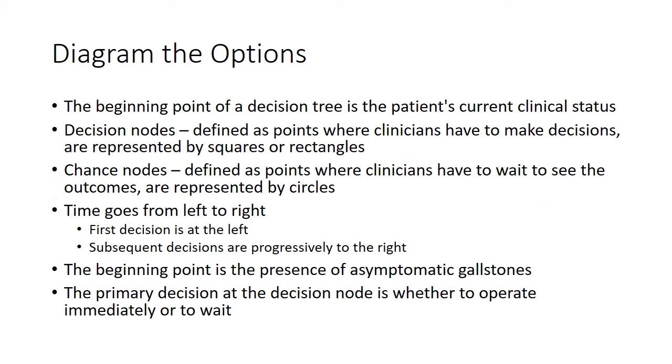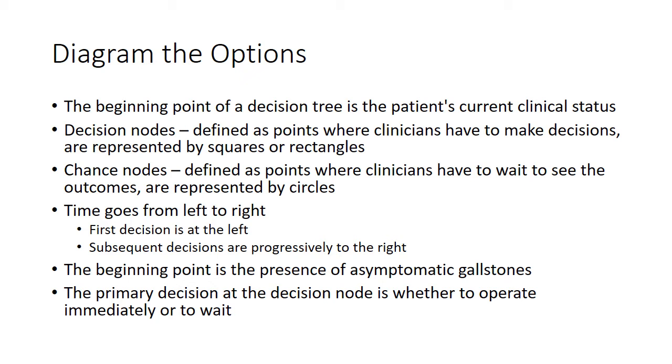So the beginning point of the decision tree is obviously the patient's current clinical status. How are they presenting to you? And then at each of these points, you're going to have decision nodes. This is defined as a point where you're going to make a decision to do one thing versus another. These typically get outlined as either squares or rectangles. And then you're going to have chance nodes, which are points where you have to wait to see the outcomes, and they often are represented by circles.